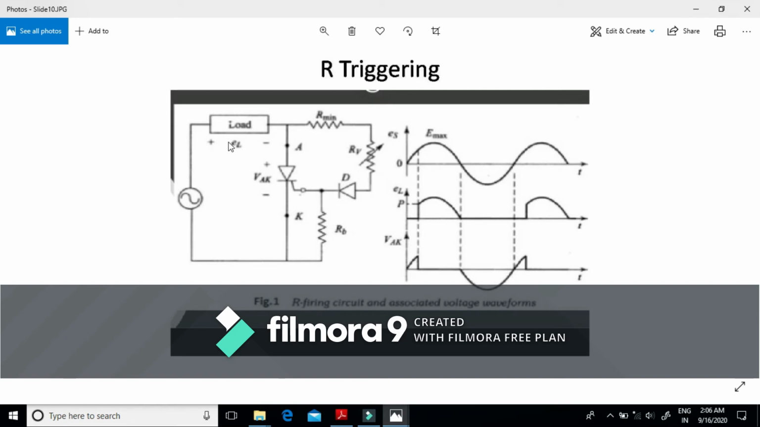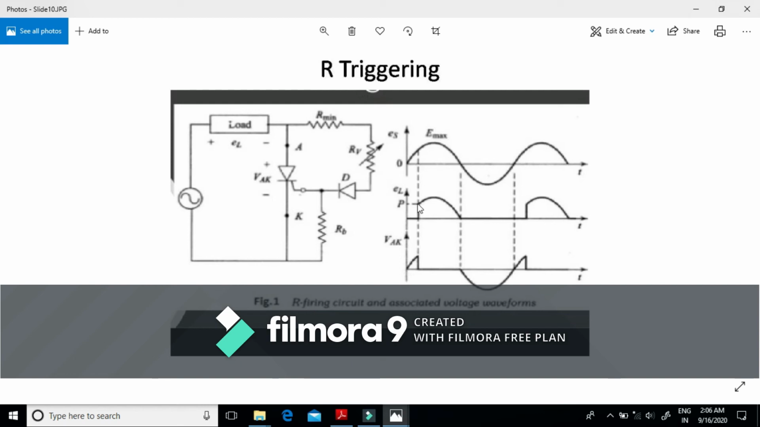The voltage drop across this load will be zero. Since this is an open circuit, the current across this load will be zero. If the current is zero, the voltage across the load will be zero. That means from zero to alpha, the voltage across this load will be zero. Since this behaves like an open circuit, the voltage across the SCR will be the same as our source voltage. That's why I am showing from 0 to alpha this anode to cathode voltage, or voltage across the thyristor, exactly following our source voltage.